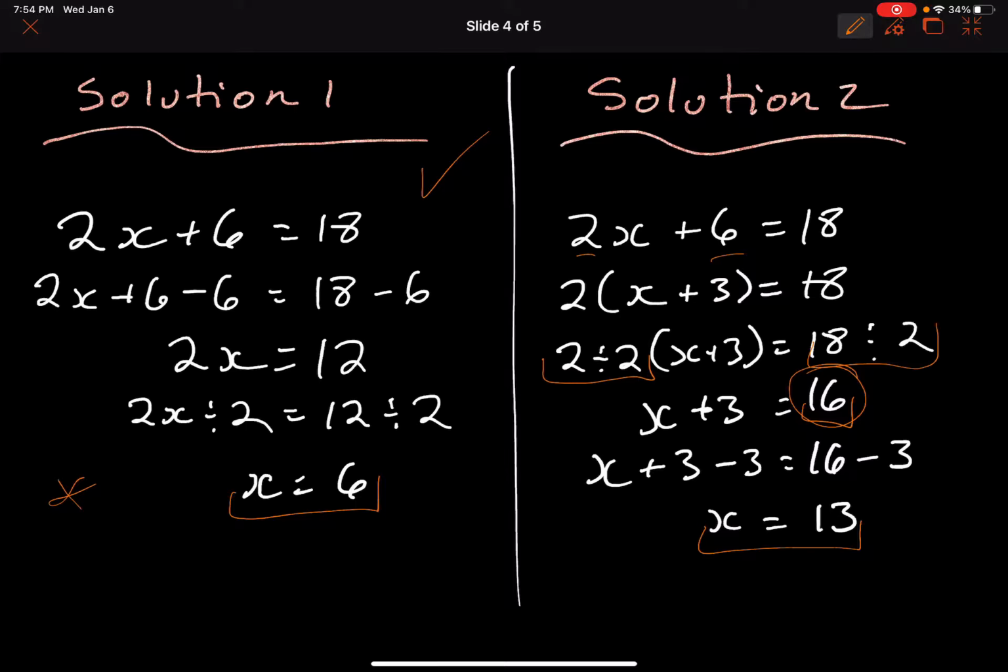Now I'm just going to continue on to see if they made any other errors. So they subtracted the 3 here, and everything else is right. But this is where they made their error.